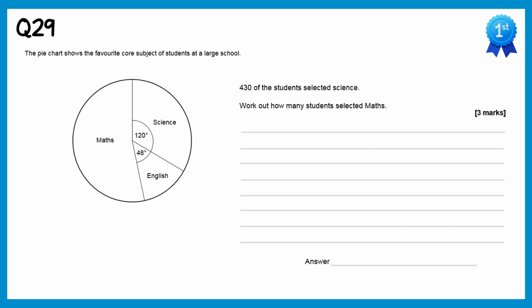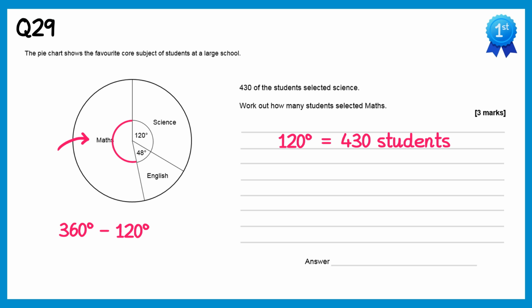In this question, we're told that 430 students selected science. Science has 120 degrees in the pie chart, so 120 degrees represents 430 students. We need to work out how many selected maths though. If you look at the angle for maths, you can see that all of these angles must make 360 since it's a pie chart. So 360, take 120, take 48, gives you 192. So that's the angle for maths.